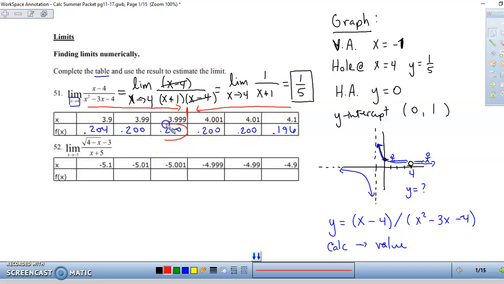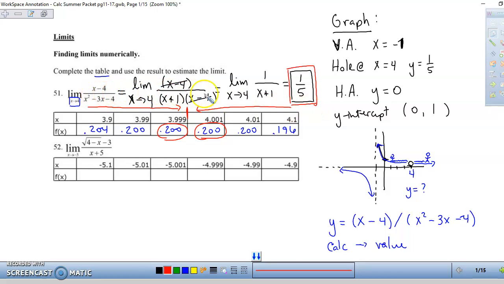Well, notice what these y values are. These y values are basically 1/5. Okay, 0.2 is going to equal 1/5. So that is using a table of values to figure out the limit.